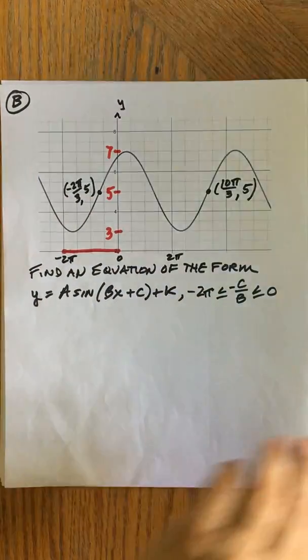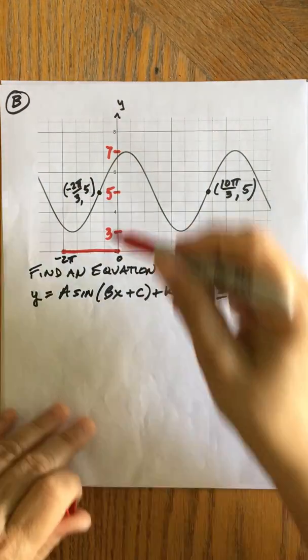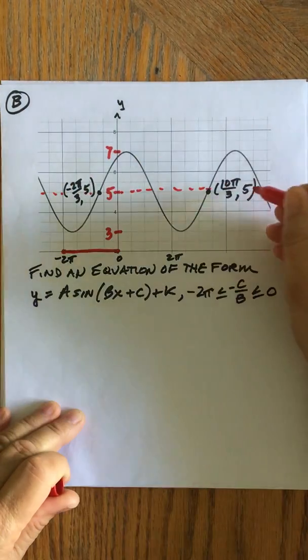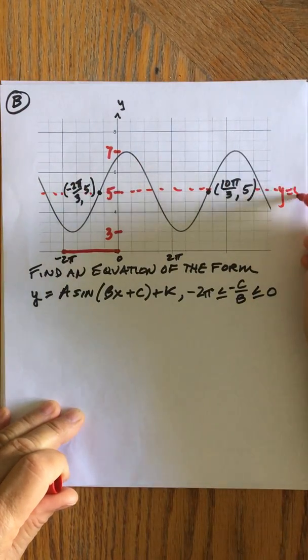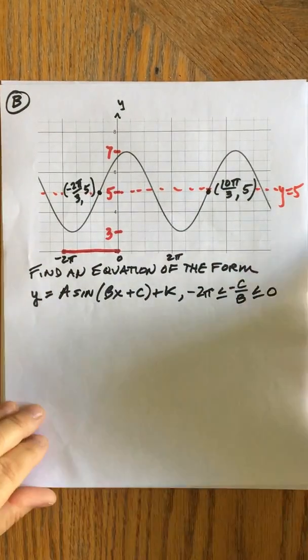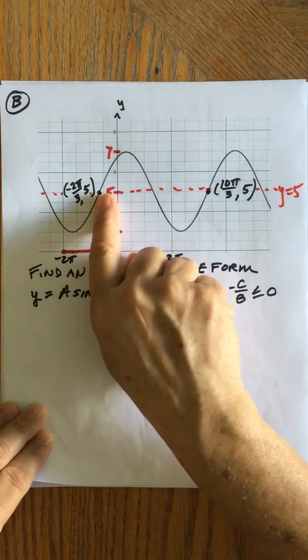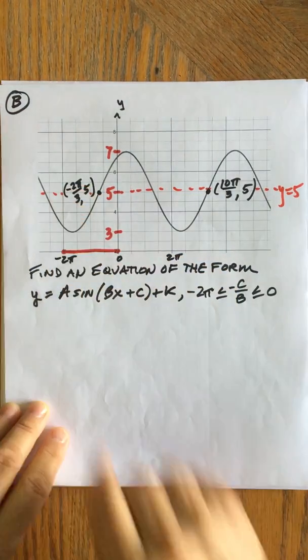This is your new axis, y equals 5, right? It's the same graph as we used before, so you'd have this, right? So there you go. And now, you've got to read this. So I'm telling you that this has an x-coordinate of negative 2 pi over 3.